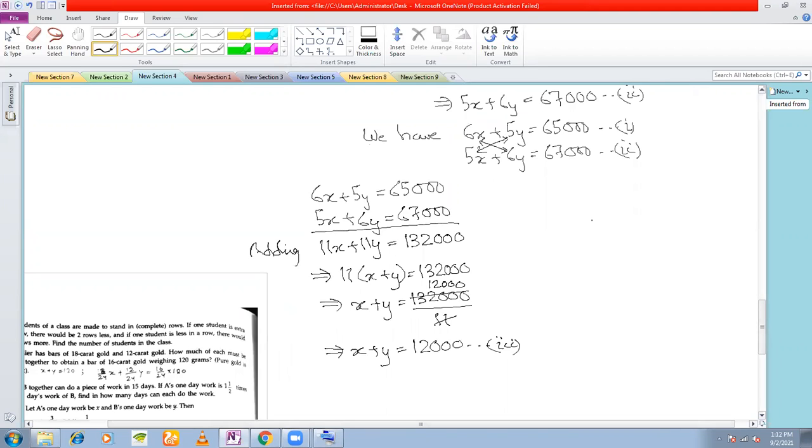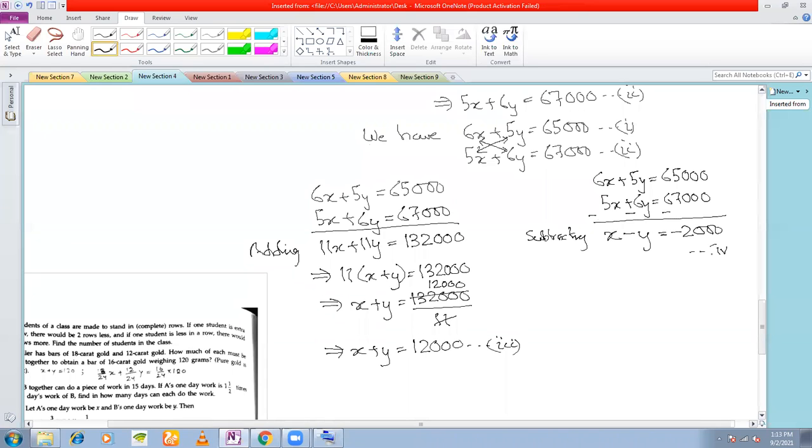How to get equation number 4? Subtracting. So you get 6x minus 5x as plus x. You get minus y here. And you get 65 minus 67, minus 2000. This is your equation number 4.